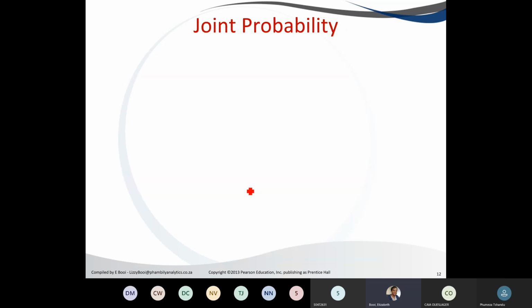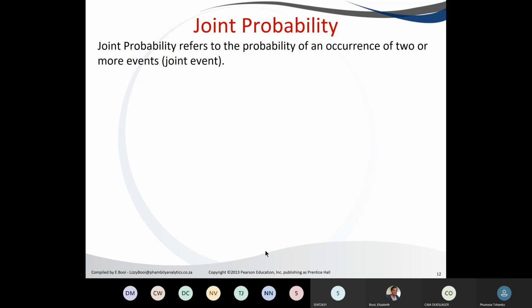Calculating the probability of a joint event, my PC today is very slow. I must apologize for it because now it's frozen. Oh, that's not on.